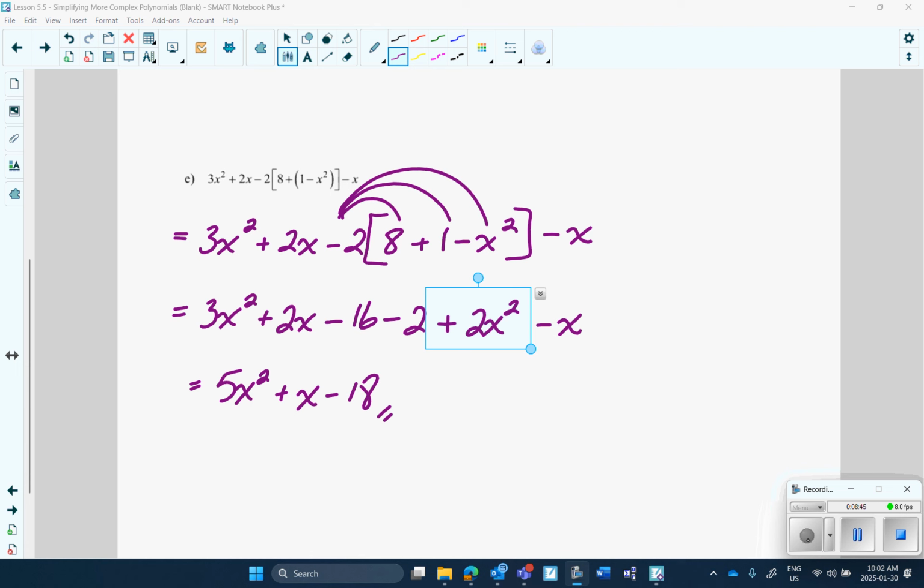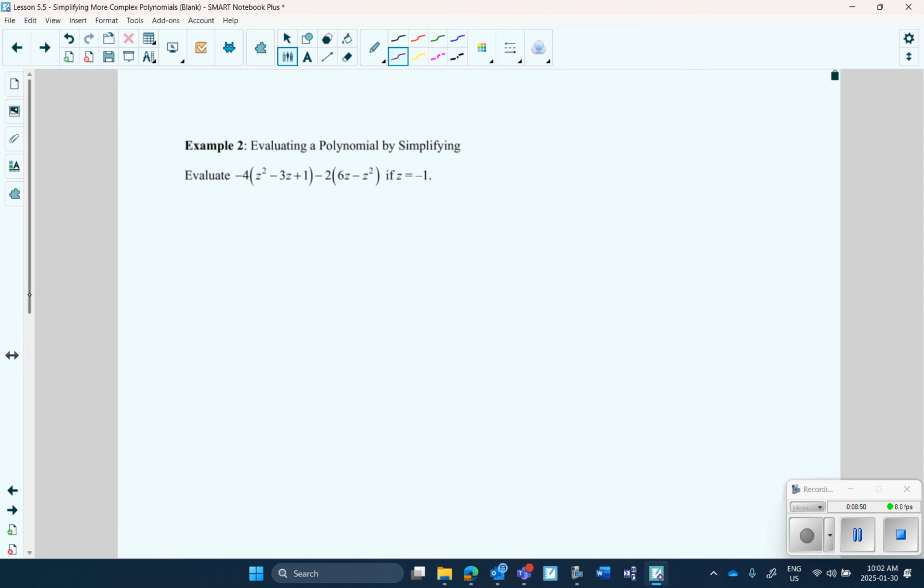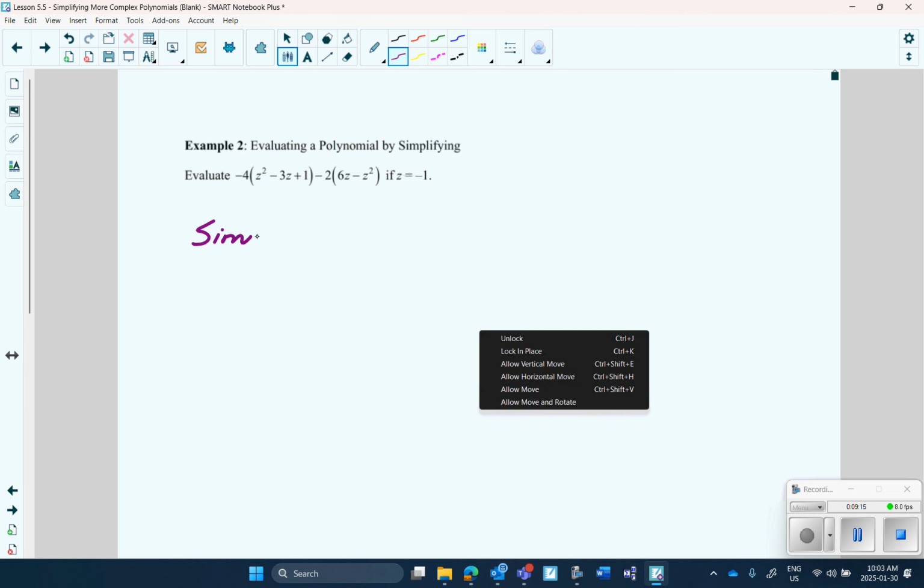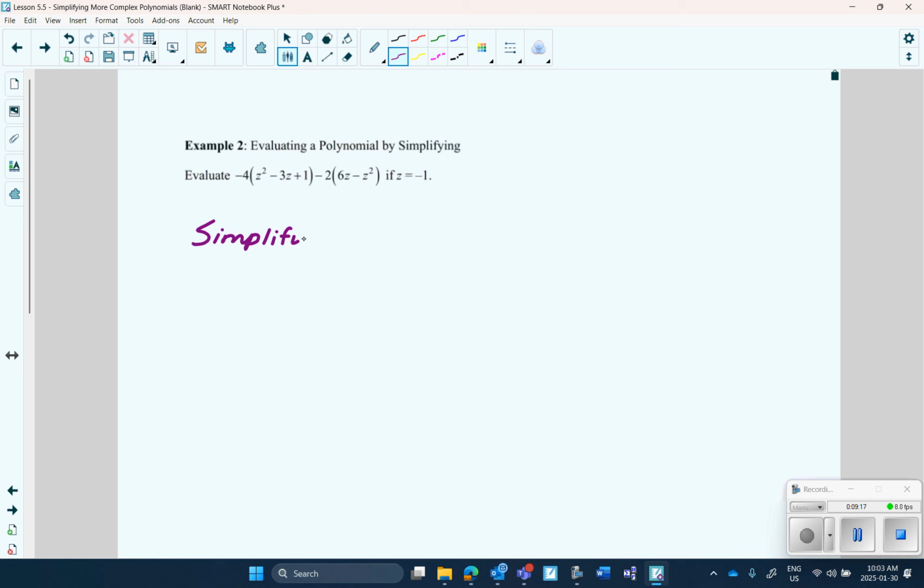So one last question. So here's where simplifying becomes useful. You are asked to find the value of this big expression if z is -1. You don't want to plug -1 in right away, because that's going to be a lot of calculations. Let's simplify first.